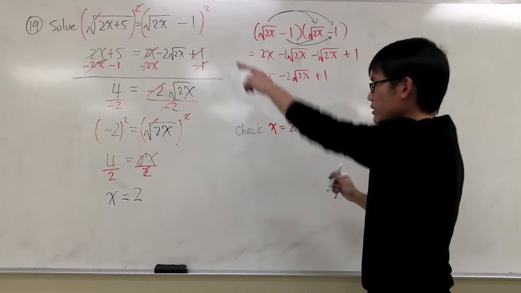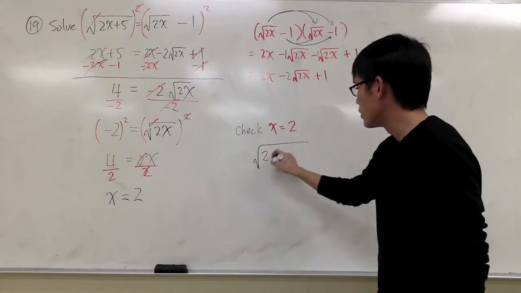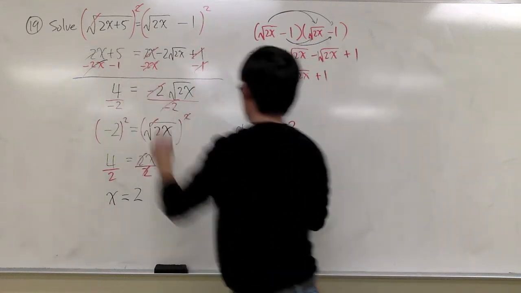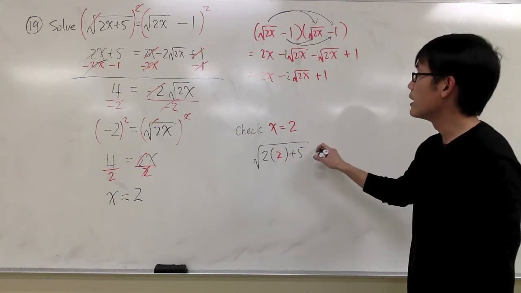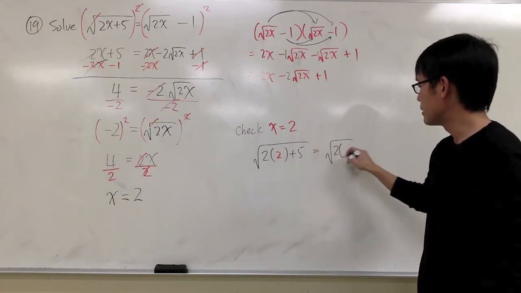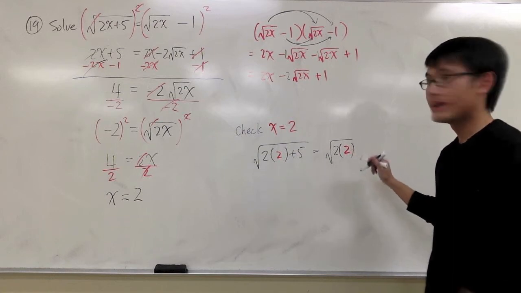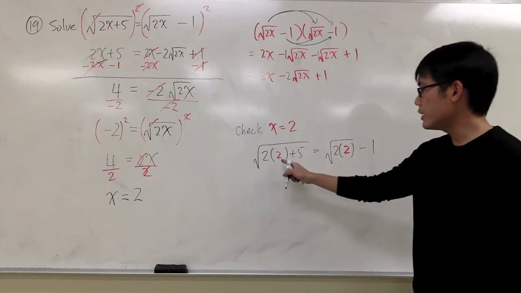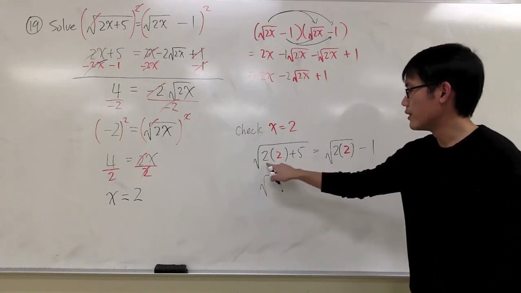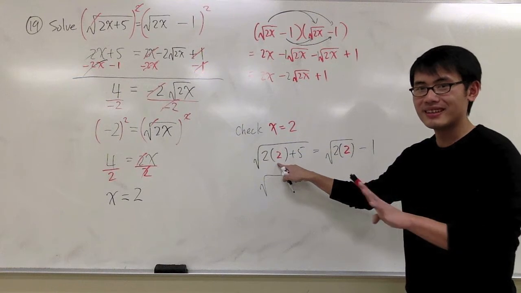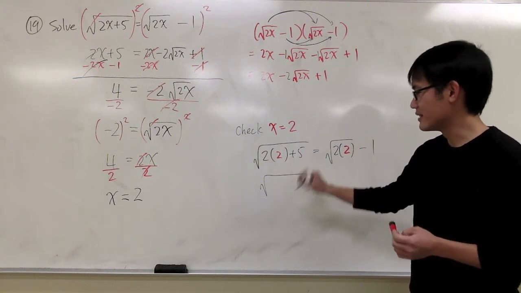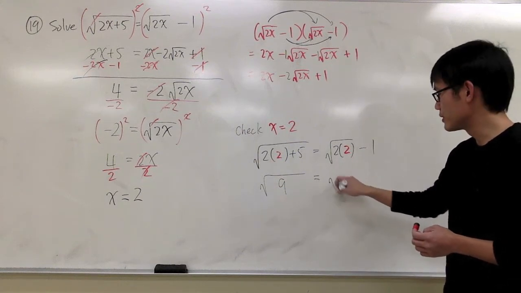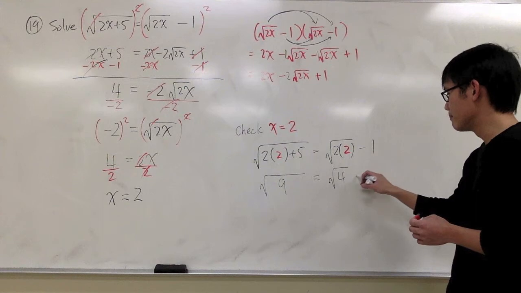Plugging into the original equation, I will get square root of 2 times 2 plus 5. X is 2 right now, okay? And that's equal to square root of 2 times 2, the 2x, and then minus 1 on the outside. And here we have, square root of 2 times 2 is 4, right? 4 plus 5 is 9. And this is square root of 2 times 2, which is square root of 4 right here, minus 1, like that.